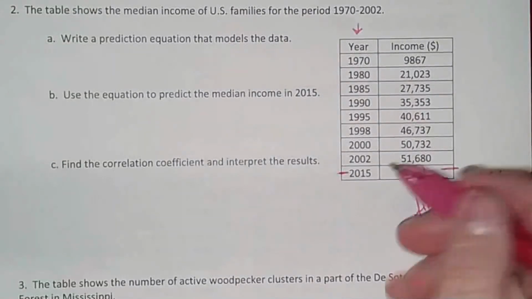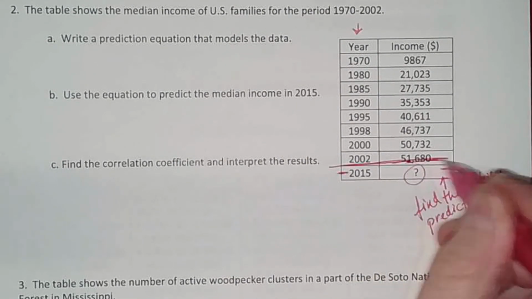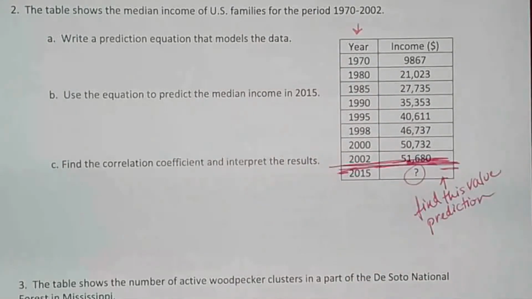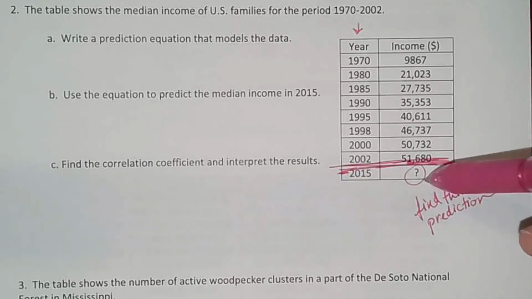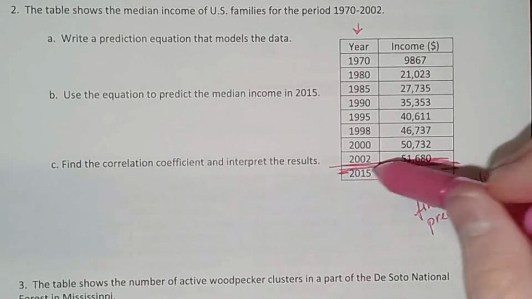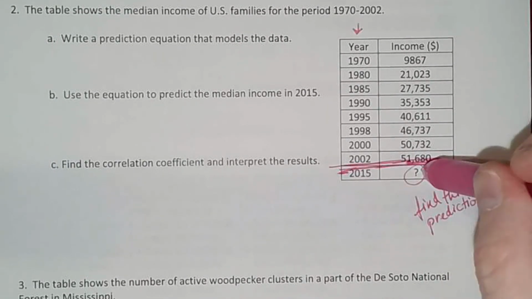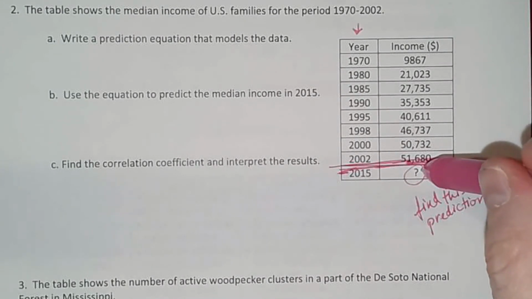So you stop here at 2002 and you type those numbers in. Type the numbers exactly as you see them. Do not do the whole years since this and everything else. Just literally type the values as you see them. Remember, anything that has a question mark, you don't type in. So you're going to predict at 2015 what's the median income.